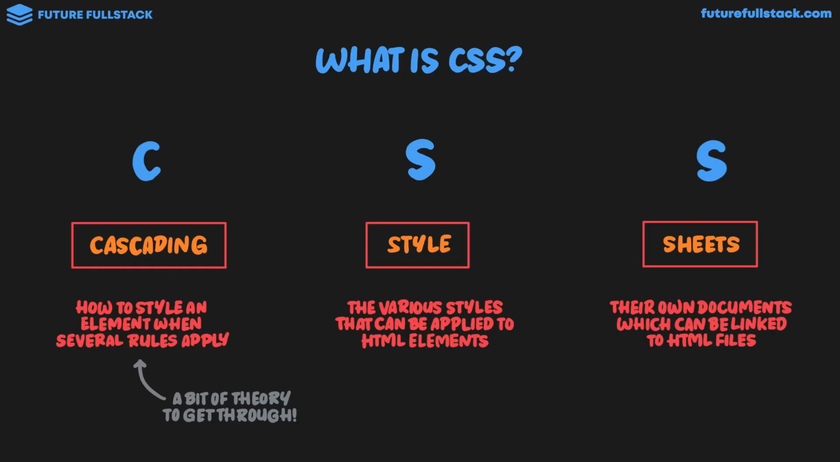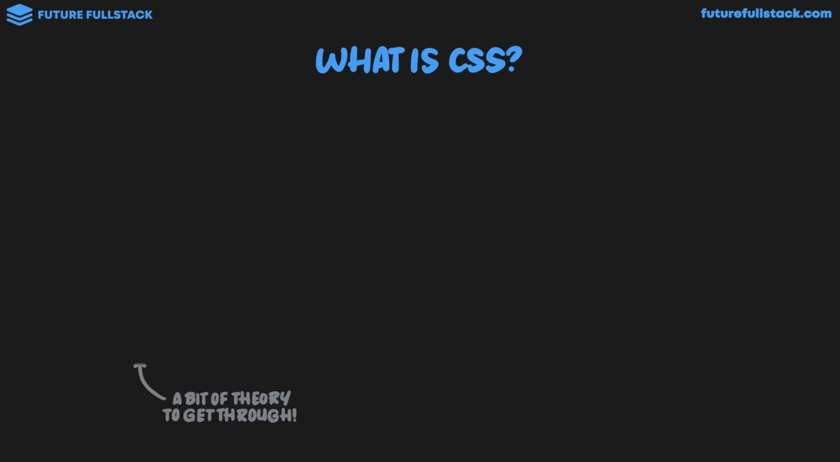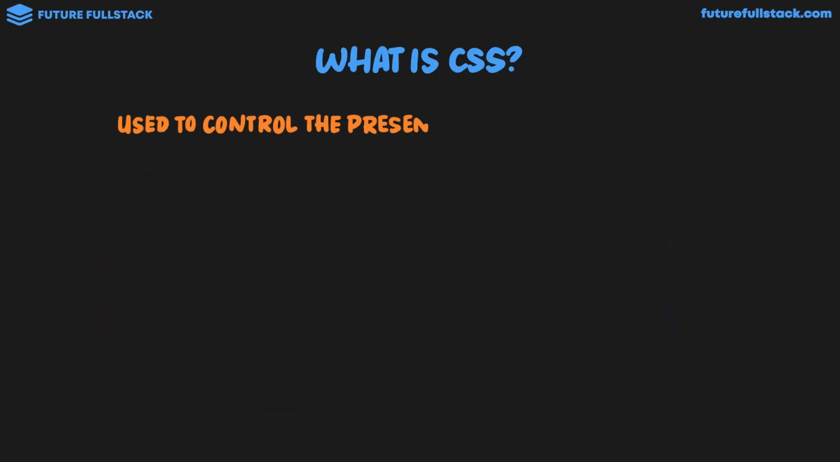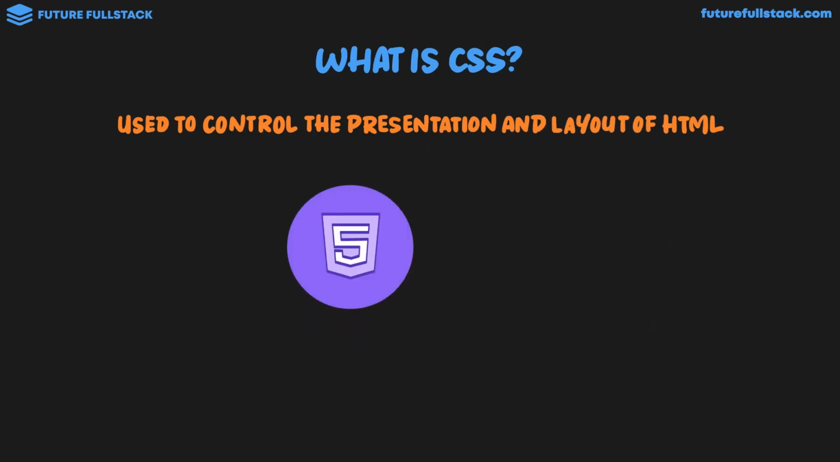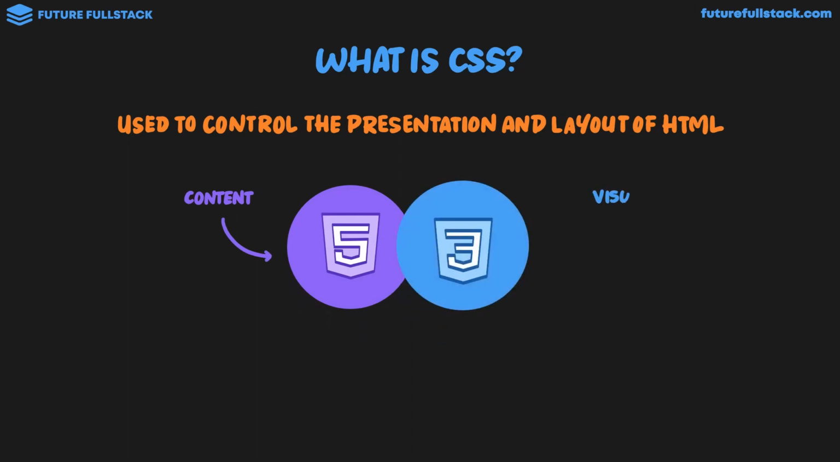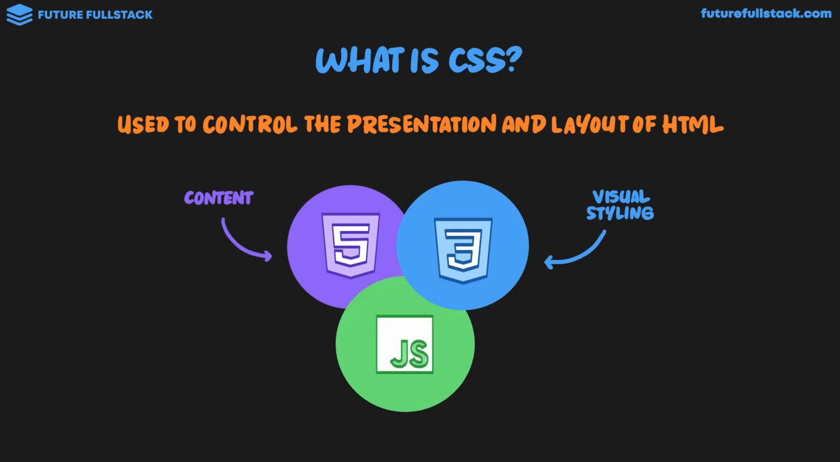So what does CSS do? CSS is used to control the presentation and layout of HTML. We've looked at HTML already, which is all about content. CSS is all about the visual styling of the content. And the next section we'll spend a lot of time on is JavaScript. These three languages, HTML, CSS, and JavaScript, are the foundation of front-end web development.